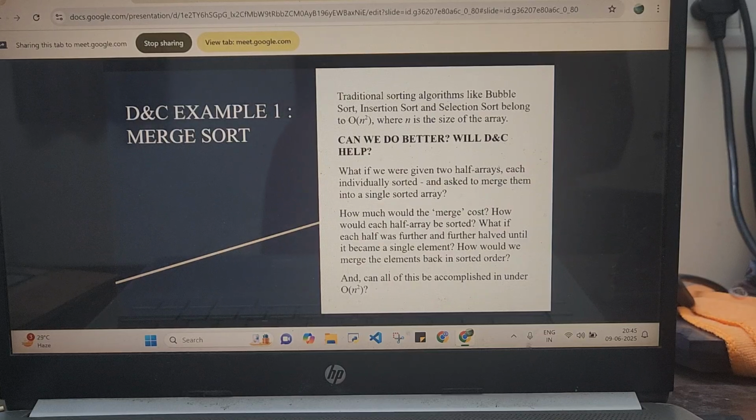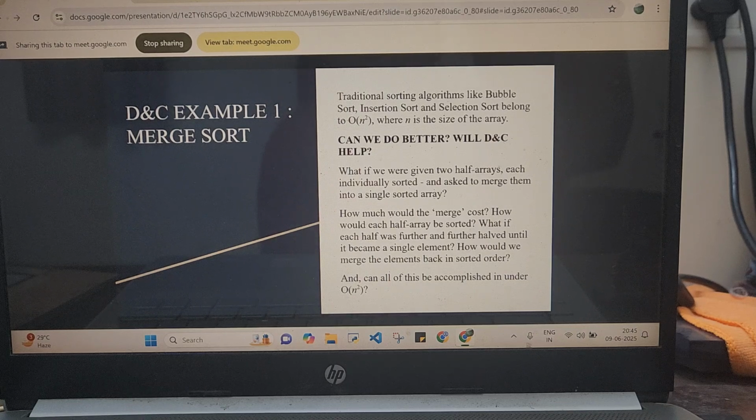So merge sort, as the name suggests, is a sorting algorithm. Why do we need this when we already have so many other sorts? We have bubble sort, insertion sort, selection sort, so many. The thing is, most of the traditional sorting algorithms, the time complexity is order of n squared, where n is the size of the array. And as you know, as your array size increases, n squared is going to become very expensive.